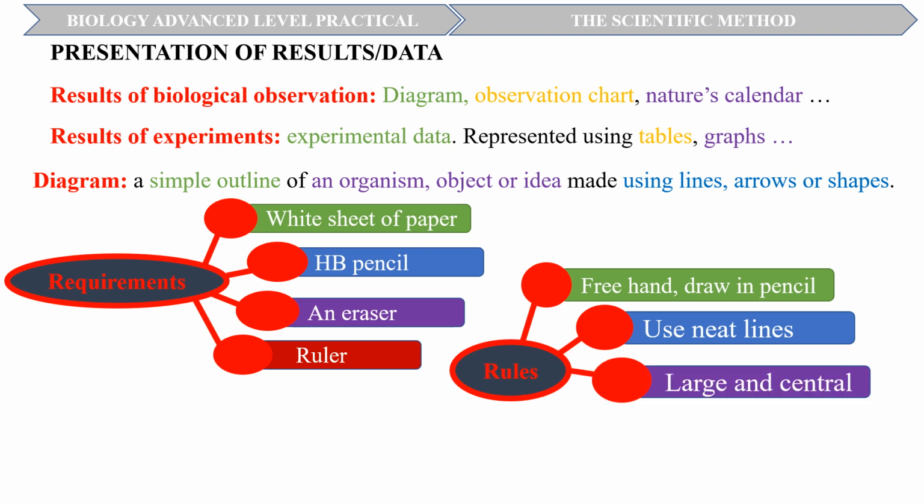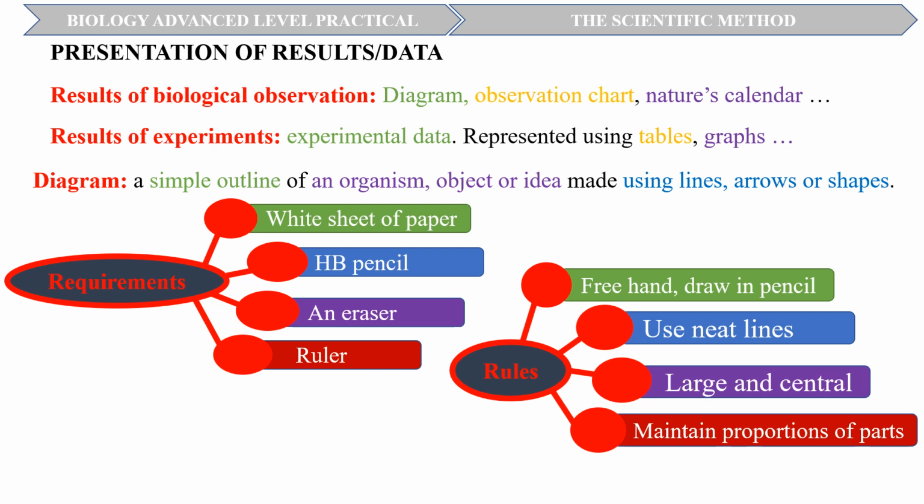Centralize your diagram and make it large. It should occupy between 50 to 75% of the drawing space provided while leaving space for labeling and annotation. Maintain proportions of parts of the structure. Small parts should be proportionately small and same for large parts. At the end, you must add a title to your diagram.